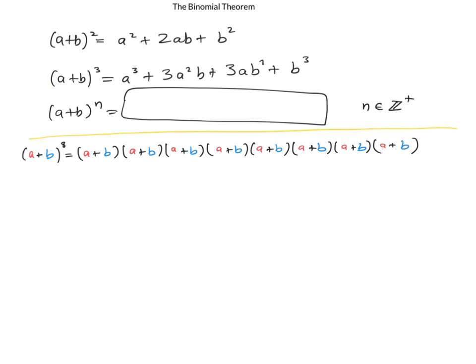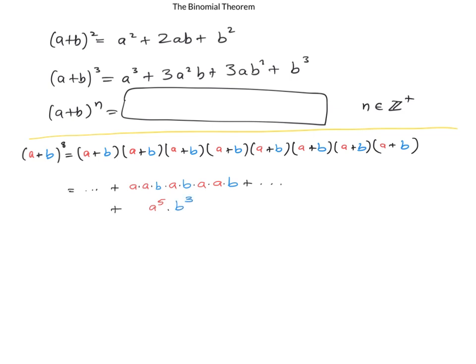So for example, one of the terms I could get would be if I selected this a and then this a and then this b and then this a and then this b and then this a and then this a and this b. So that would look like that. That has 8 total a's and b's, and it's just one of the possibilities of the multiplication going forward. Now this particular one is going to end up with a to the 5th times b cubed.